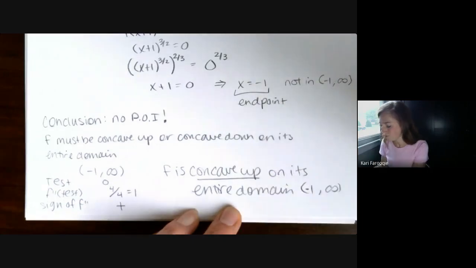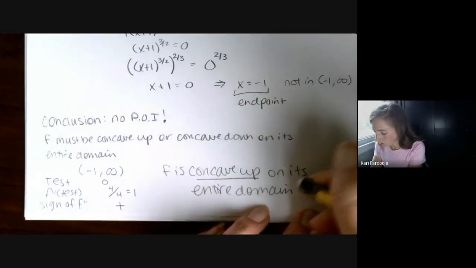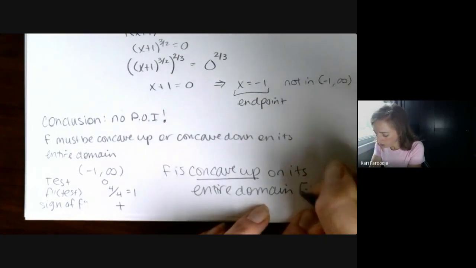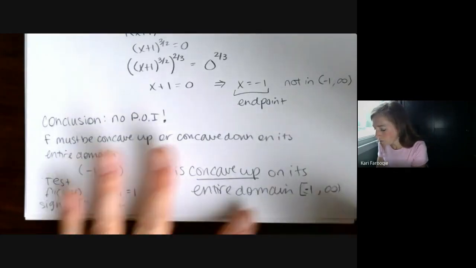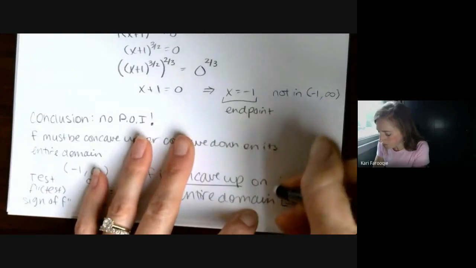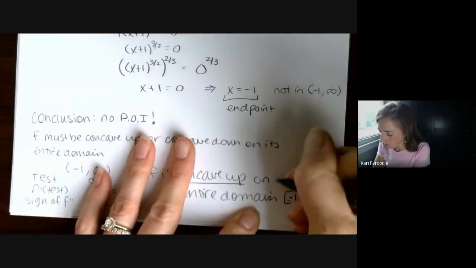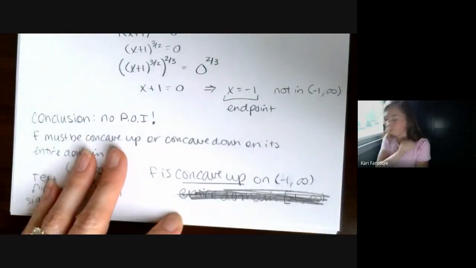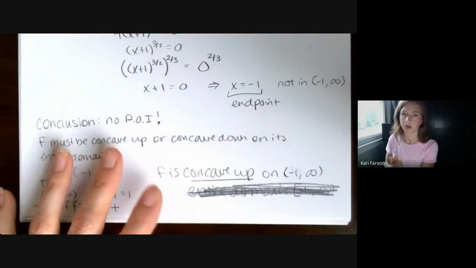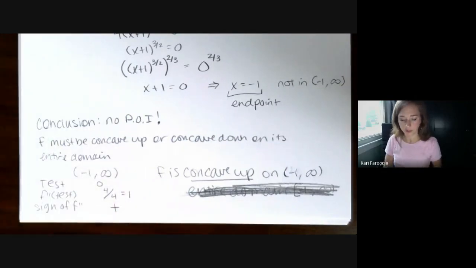Technically, the domain includes -1, but obviously you can't be concave up or down at an endpoint. So it's a little bit tricky to say there. So maybe I'll say f is concave up on, we'll just simplify this a little bit, -1 to infinity. Do that. Because technically we can't be concave up or down at an endpoint. Doesn't make any sense.